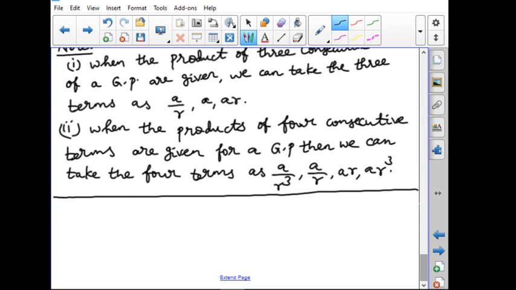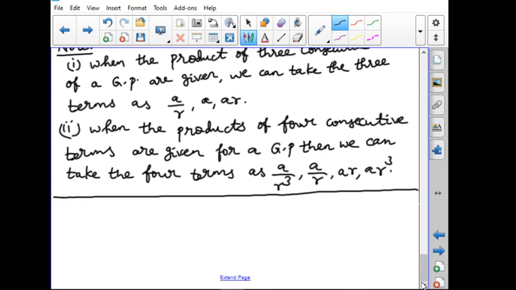Okay, next, the ninth problem. Now we are going to see the ninth one. In a GP, the product of three consecutive terms is 27. The sum of the product of the two terms taken at a time is 57 by 2. Find the three terms. Three consecutive terms means we have to consider A by R, A and AR.